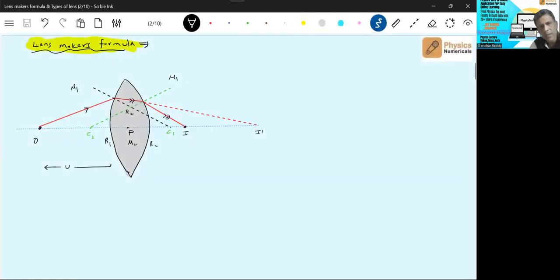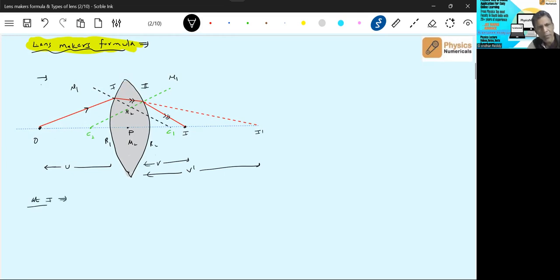And this is the V. This will be V dash. So we'll have this much of thing. Okay, let's apply the refraction at spherical surface. So first at surface 1. This is surface 1, surface 2. At 1 we'll apply it.